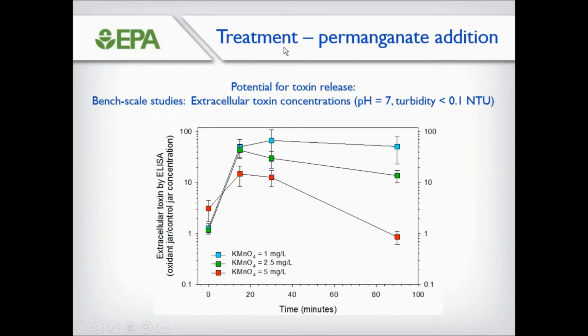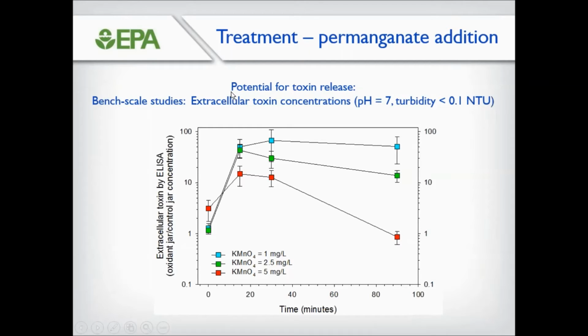Some, for example, if you're on the Great Lakes, you may add permanganate in order to control the growth of zebra mussels in your intake structures. And another reason that you use permanganate is to control taste and odor causing compounds.